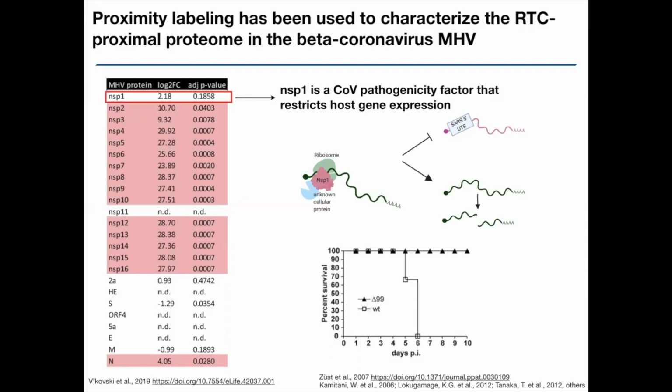Indeed, it's been shown that if this NSP1 protein is mutated, and this is a mouse survival curve here, you can see that while mice infected with a wild-type virus generally are dead about 6 days after infection, in the absence of this key virulence factor, all of the mice survive the infection. And so mutation of this factor has also been explored as a potential vaccine strategy.